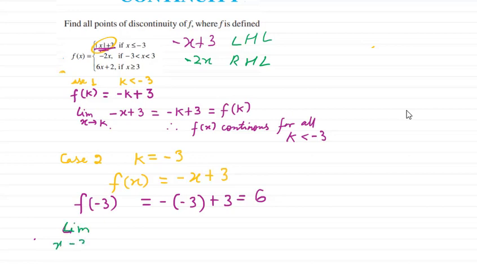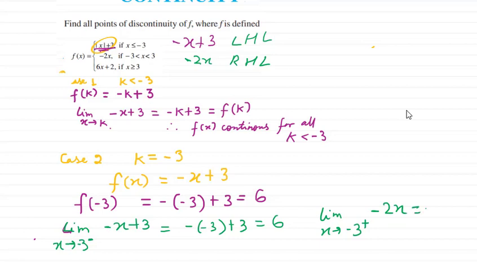So the limit as x tends to minus 3 from the left hand, which function is there? Minus x plus 3. So here we will put the value. So minus of minus 3 plus 3, you are getting 6. Now we will check it for the limit as x tends to minus 3, right hand limit, which function is valid? Minus 2x is valid. So here you will put the value. So you will get minus 2 into minus 3, and the answer is 6. Now you can see all the values, f(minus 3) and both the limits as x tends to minus 3, are equal. So here also you can say that at k equals minus 3, it is continuous.